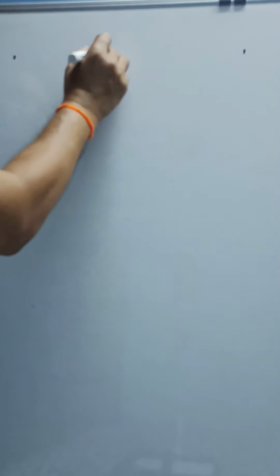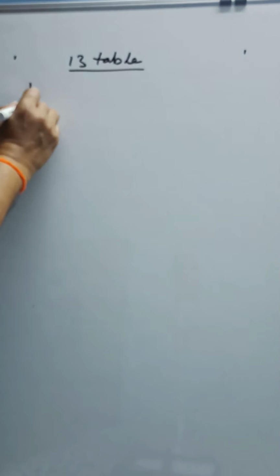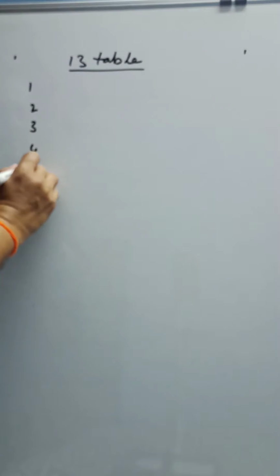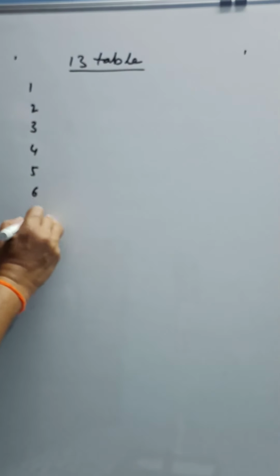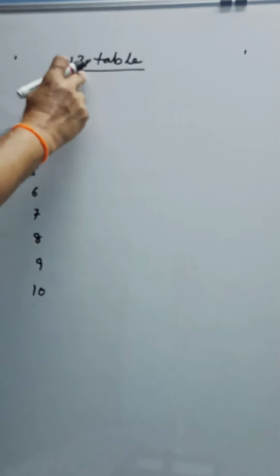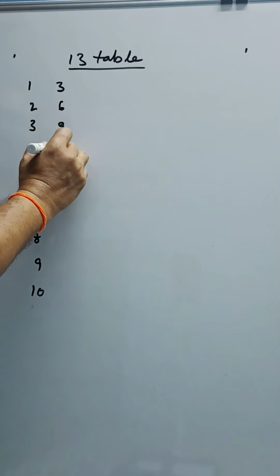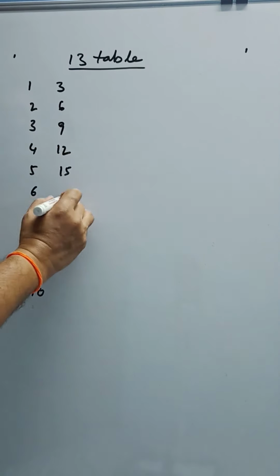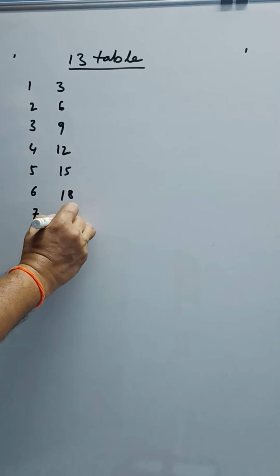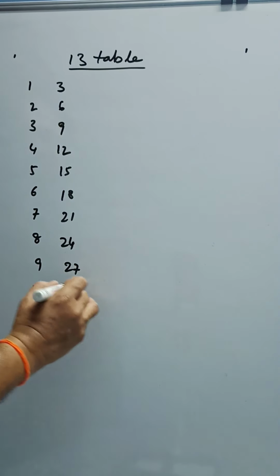After the 12th table, let us write the 13th table. In the 13th table we have 3 in the ones place, 1 in the tens place. So first write one table. 1, 2, 3, 4, 5, 6, 7, 8, 9 and 1 tens are 10. Third table, 3 is there in the ones place. 3 ones are 3, 3 twos are 6, 3 threes are 9, 3 fours are 12, 3 fives are 15, 3 sixes are 18, 3 sevens are 21, 3 eights are 24, 3 nines are 27, 3 tens are 30.